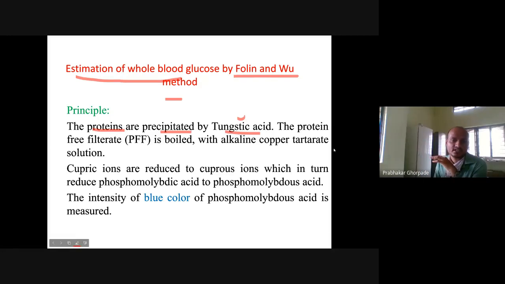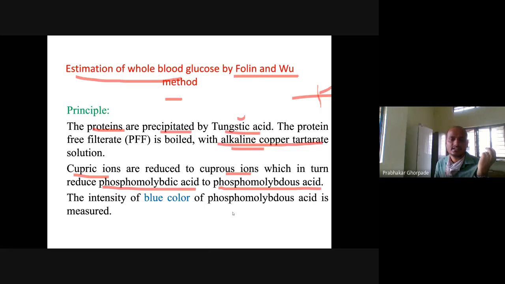Then comes the protein-free filtrate. We take a filter paper like this and filter it through this paper. The protein remains here, and this protein-free filtrate we treat with alkaline copper tartrate solution. Then cupric ions are reduced to cuprous ions, which in turn reduce phosphomolybdic acid to phosphomolybdous acid, and the intensity of the blue color of phosphomolybdous acid is a measure.